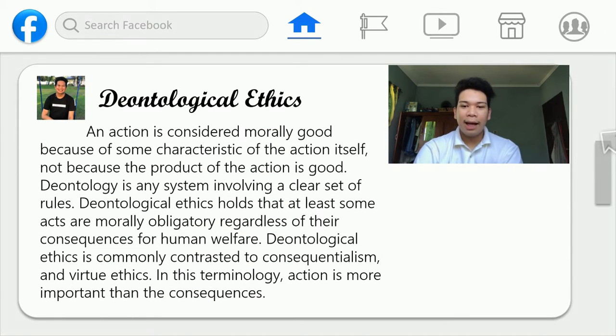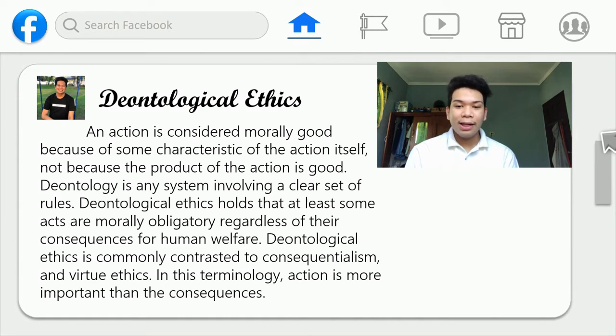In deontological ethics, an action is considered morally good because of some characteristics of the action itself, not because the product of the action is good. Deontology is any system involving a clear set of rules. Deontological ethics holds that at least some actions are morally obligatory regardless of their consequences for human welfare. Deontological ethics is commonly contrasted to consequentialism and virtue ethics. In this terminology, action is more important than the consequences.